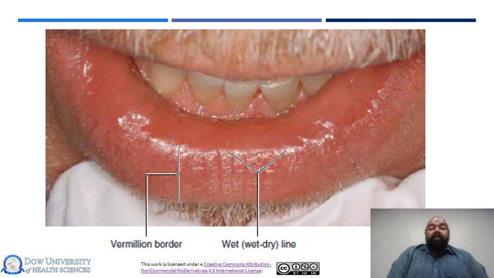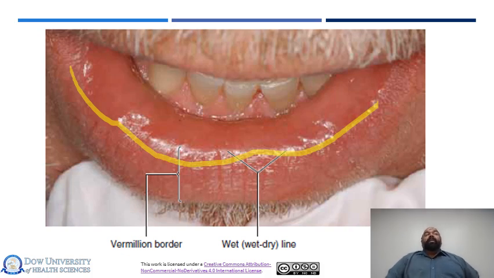So the area which demarcates the outer lip, which is dry, from the inner lip, which is wet, is the wet-dry line. This is the wet-dry line here, and it shows the boundary between the wet part of the inner lip and the dry part of the outer lip. That is why, when there is dry or cold weather, we need to frequently hydrate the lips, and this is done by the tongue.